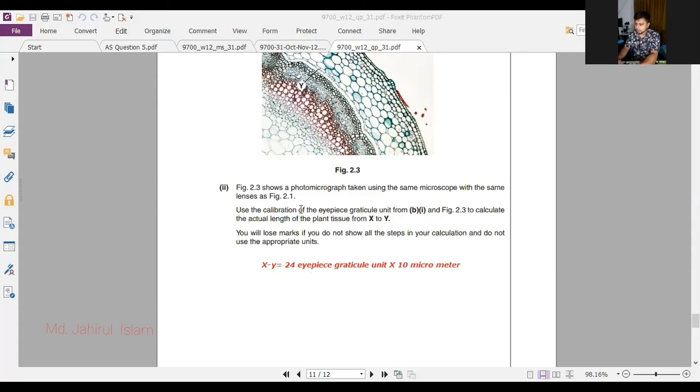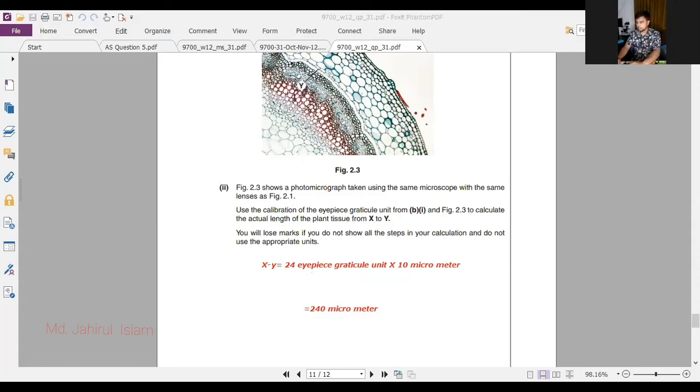So the answer will be is equal to 240 micrometer. Okay, this is the answer. For just this work you will be awarded 2 marks.